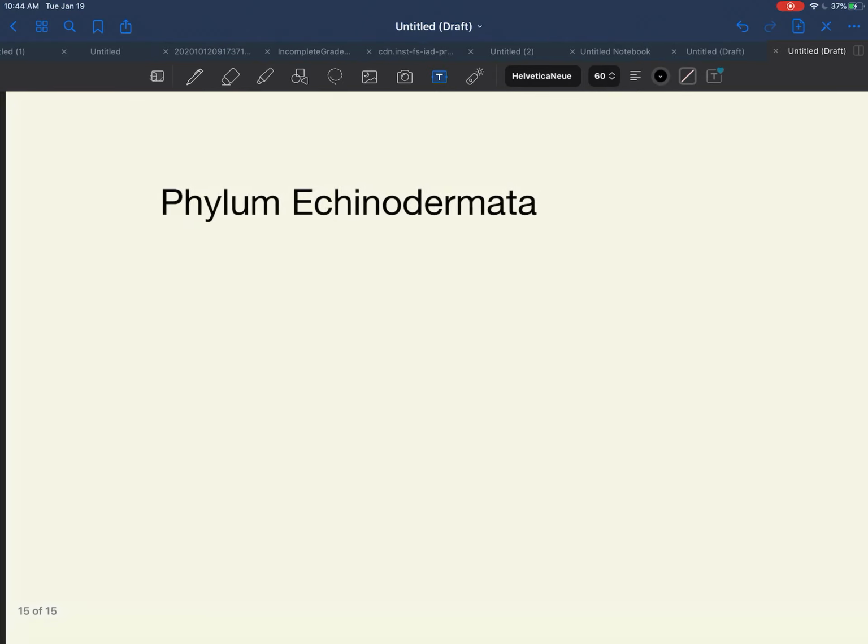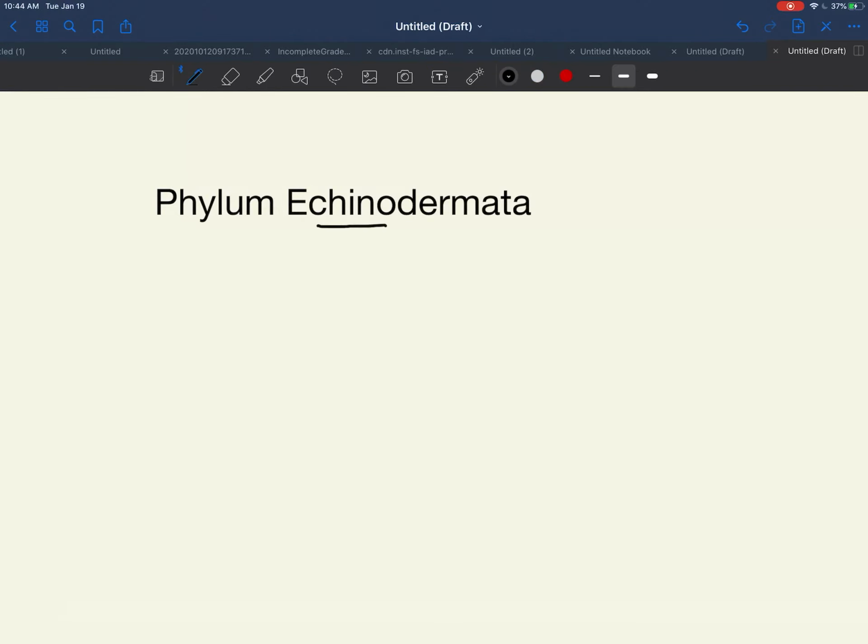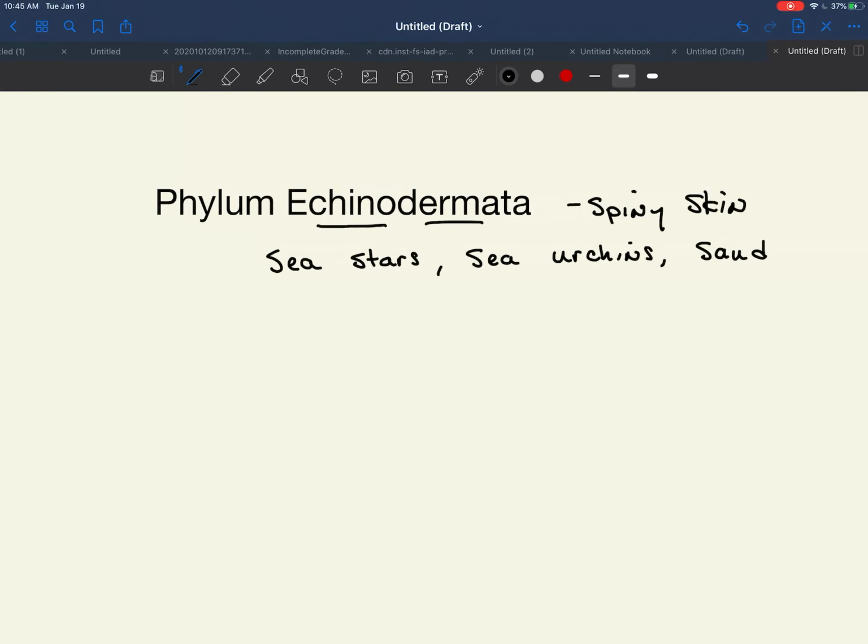Echinodermata. Derma means skin. Echino means spiny. So these have a spiny skin. These are very strange organisms, right? This includes sea stars, sometimes referred to as starfish, sea urchins, even sand dollars.